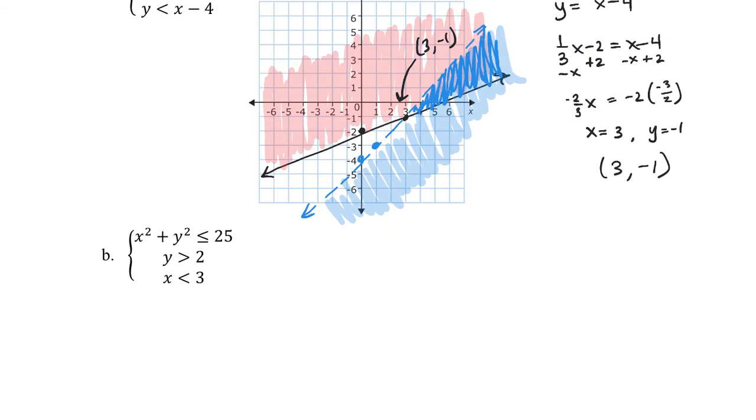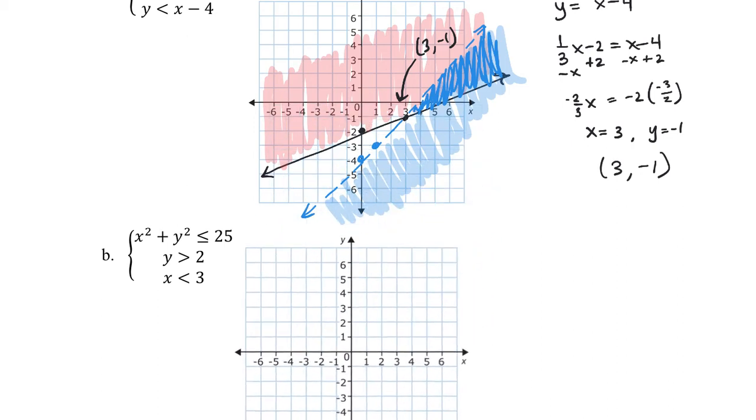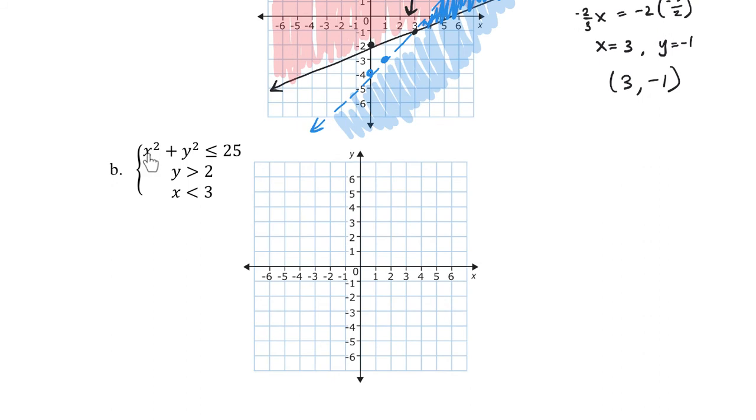Okay, part B. First, we're going to graph this top inequality, x squared plus y squared is less than or equal to 25. Talked about this in class a few times. You cannot square root the left side and hope to cancel the two exponents.